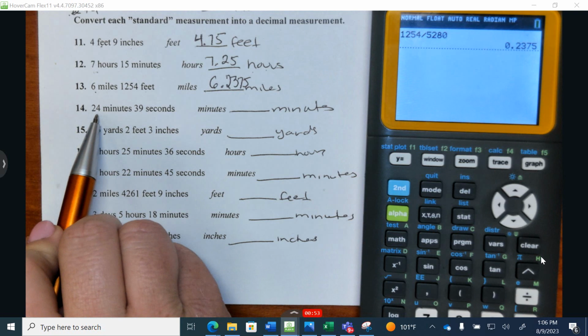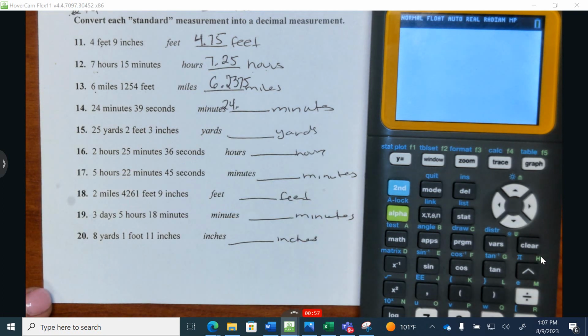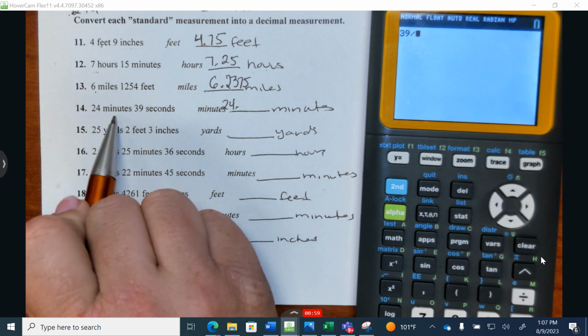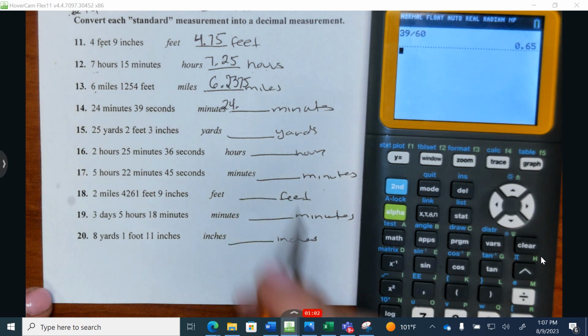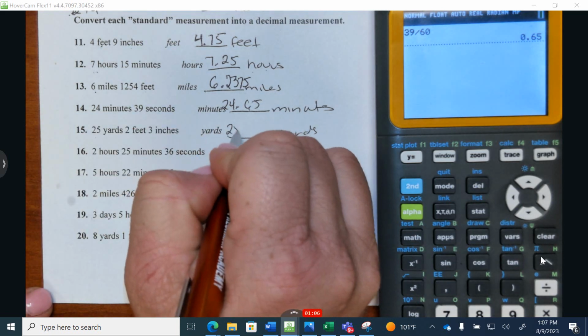2375. Okay, converting all into minutes, we have 24 full minutes, and then I'm asking myself how many seconds are in a minute. There are 60. How many yards? We have 25 full yards.